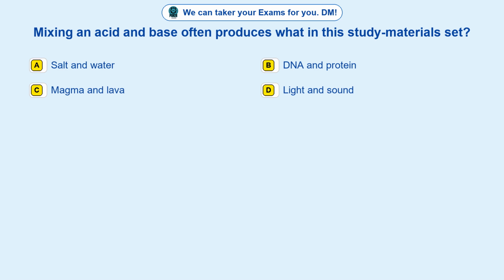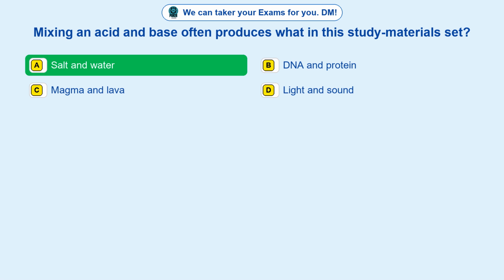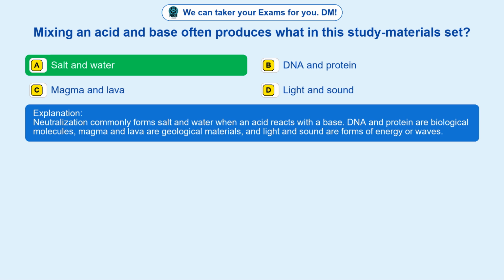Question 38. Mixing an acid and base often produces what in this study material set? Option A, salt and water. Option B, DNA and protein. Option C, magma and lava. Option D, light and sound. The correct answer is option A, salt and water. Neutralization commonly forms salt and water when an acid reacts with a base. DNA and protein are biological molecules, magma and lava are geological materials, and light and sound are forms of energy or waves.